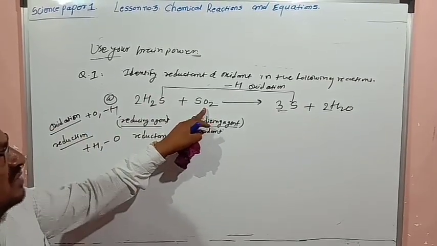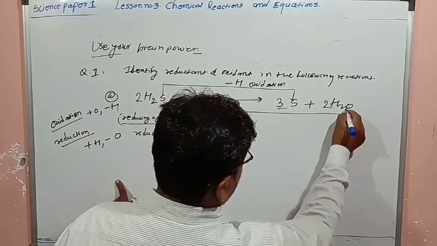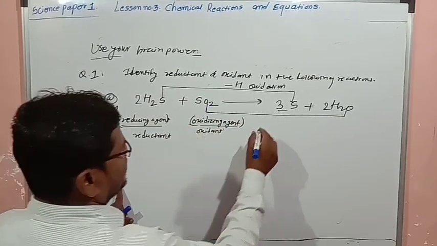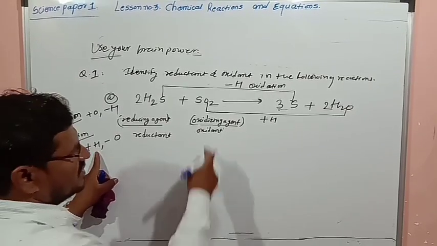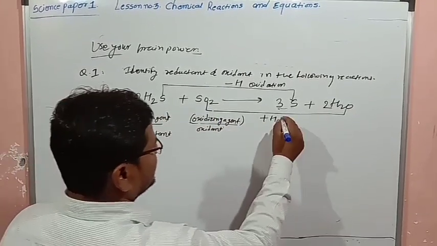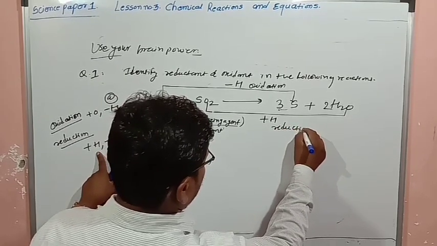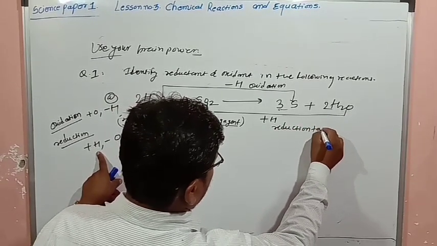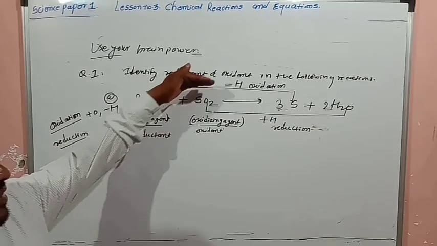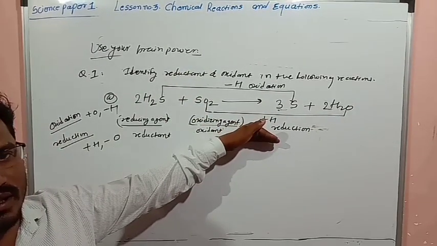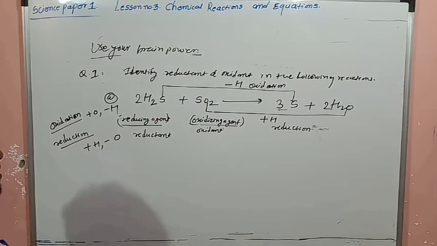And in case of oxygen, plus H takes place. In the oxygen, hydrogen is added, so reduction takes place. So here two types of reactions are there, oxidation takes place and reduction takes place. So this reaction is a redox reaction.